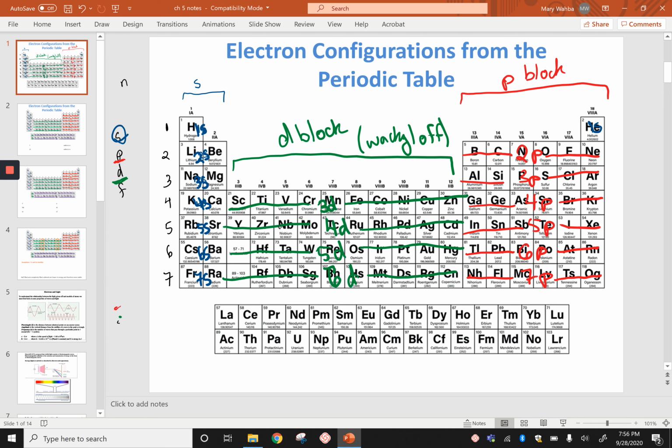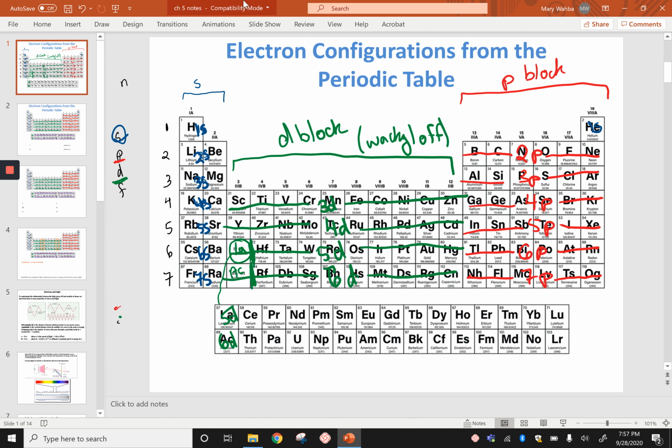Now you'll notice that this right here is this. So this is my 5D, and this is my 6D. Just that one block here. Lanthanum belongs right here, and then cerium through lutetium belong here. And then here is where actinium belongs, and then thorium starts there.